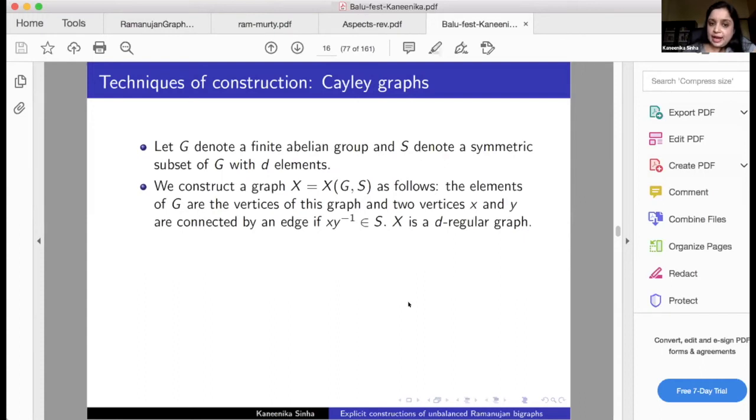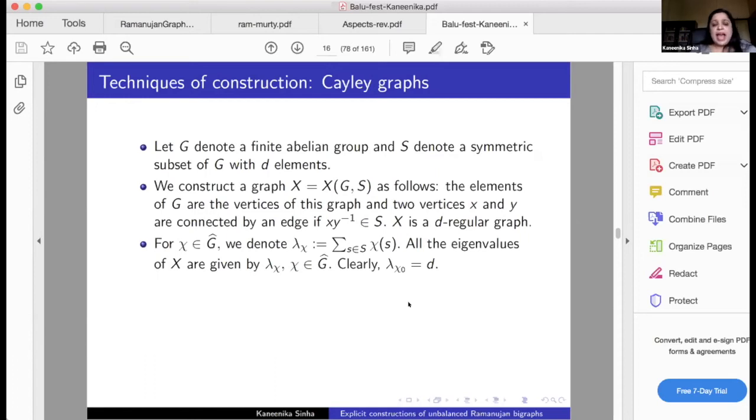We now construct the graph as follows. The elements of G are the vertices of this graph, and two vertices x and y are connected by an edge if x y inverse lies in the set S. It turns out that X is a d-regular graph, d being the cardinality of the symmetric set S. If we take a character chi of the group G, we take all the elements s running over the symmetric set S, and sum up the character values chi of s over these elements. We denote this as lambda sub chi.